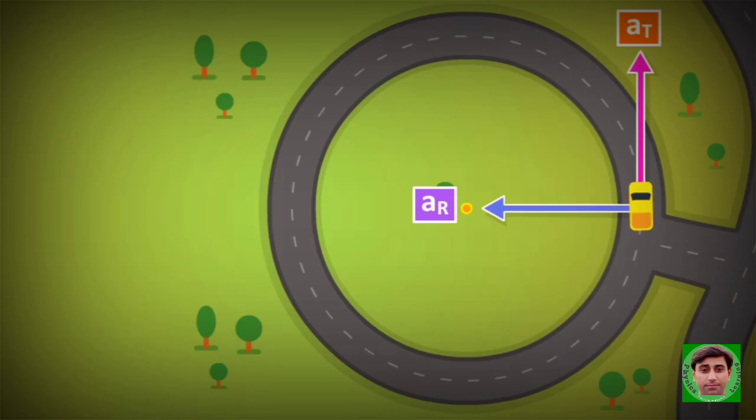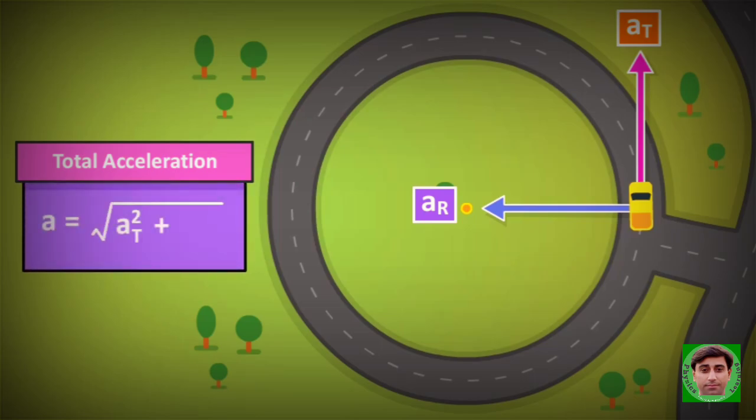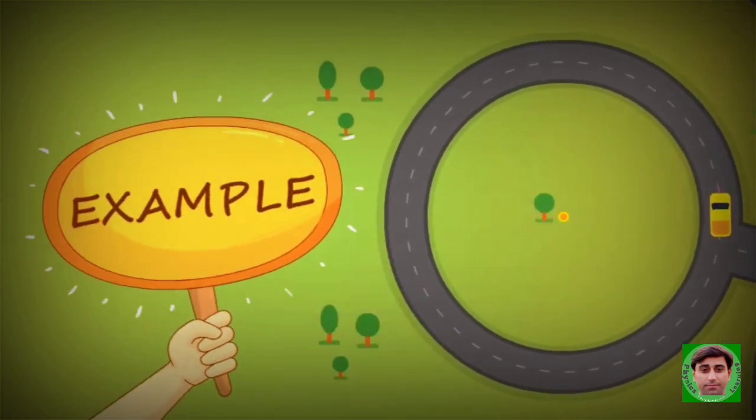Since both these accelerations are perpendicular to each other, we can find the total acceleration of a particle by using the formula A equal to square root of a_t square plus a_r square. Let's solve an example to deepen understanding of this concept.